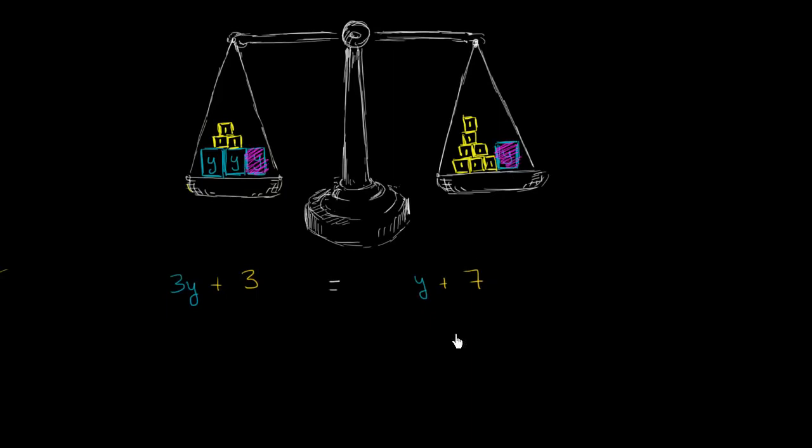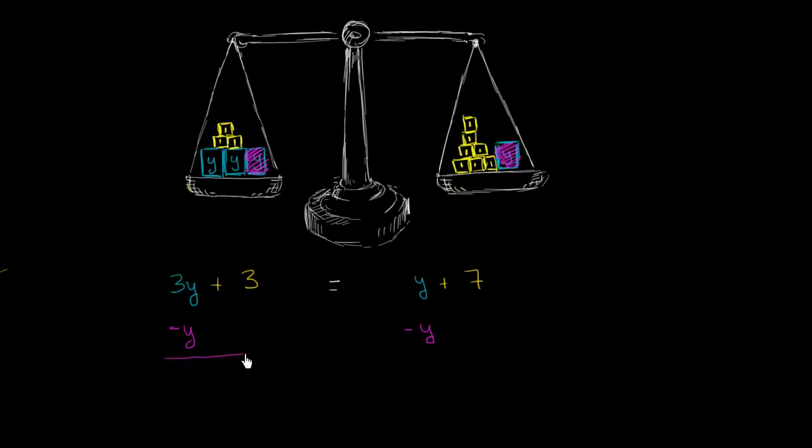Now, what would that look like algebraically? Well, I removed a y from both sides. So I subtracted y from the left-hand side, and I subtracted y from the right-hand side. That's exactly what I did. It had a mass of y. I don't know what that is, but I did take it away. I lifted that little block.